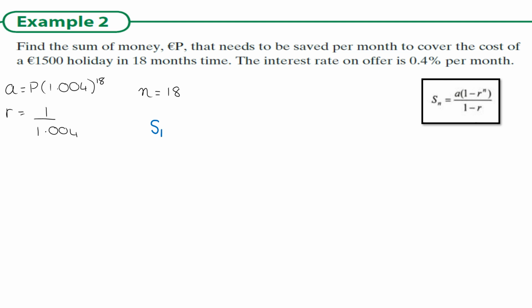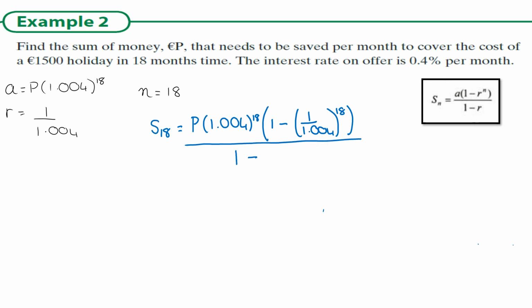Okay, so S18 is equal to A, which is P bracket 1.004 to the power of 18, times 1 minus r. Again, I'm always going to use a bracket when it's a fraction. In these cases, it's always going to be a fraction. To the power of N, which is 18, all over 1 minus r, which is 1 over 1.004. Now, we know that this actually equals 1,500.